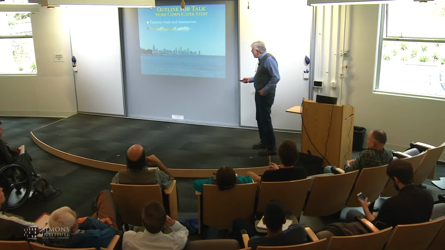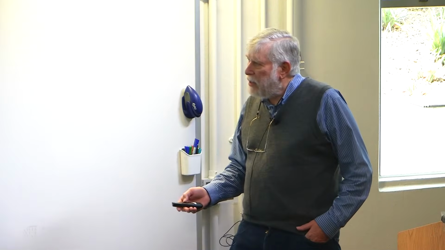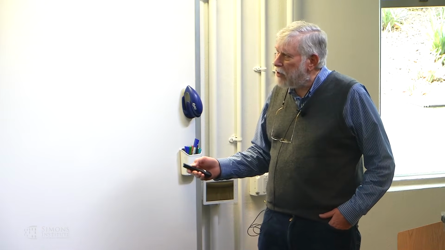That's what I have to say about triads and interneurons. I'm now going to talk a little bit about parallel processing, which is an important feature of at least sensory processing. It applies to all our sensory systems. And this was hinted at already in previous talks, particularly Jeff talked about this.